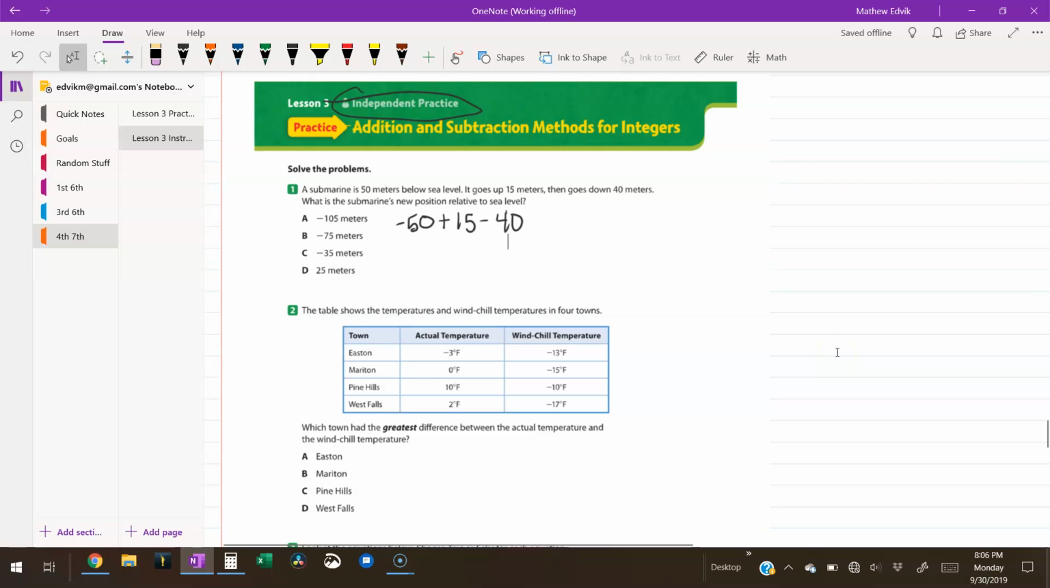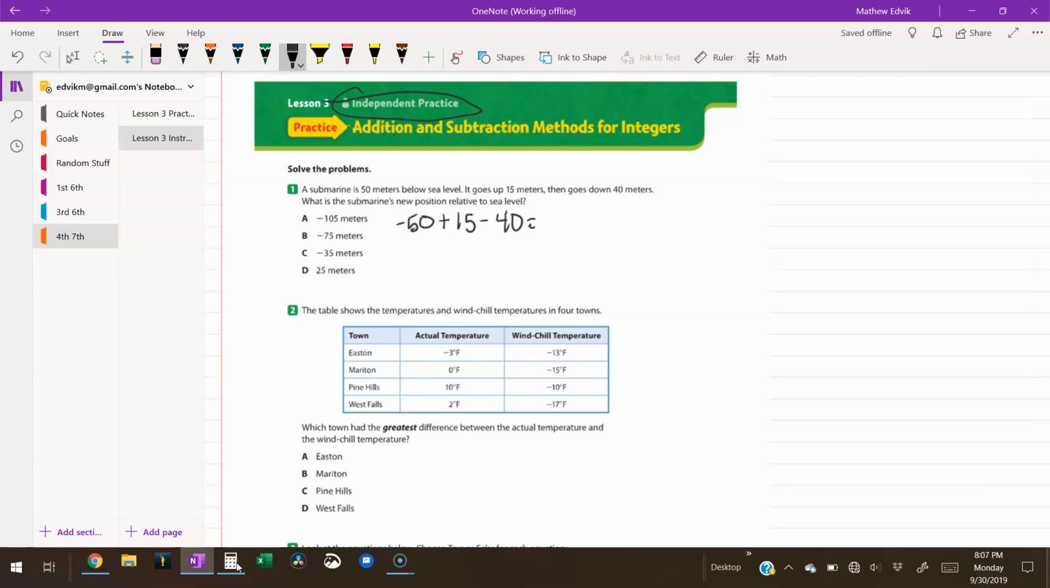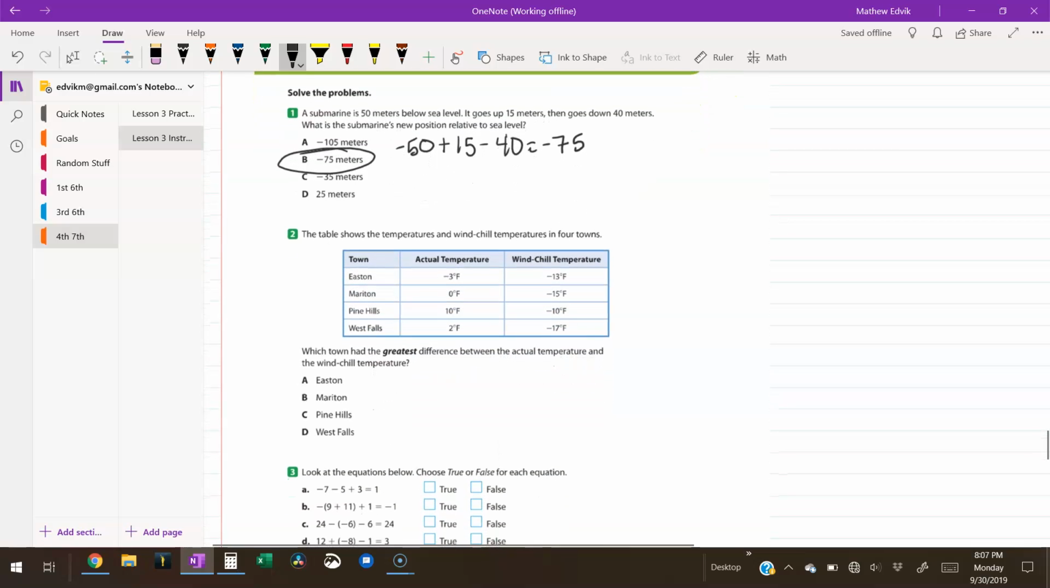Okay, so if we use a calculator here, we would say negative 50 plus 15 minus 40, and that equals -75, which is D. So that would be the answer to number 1.